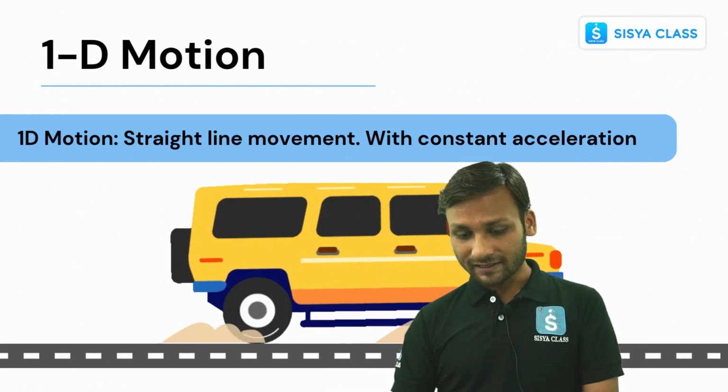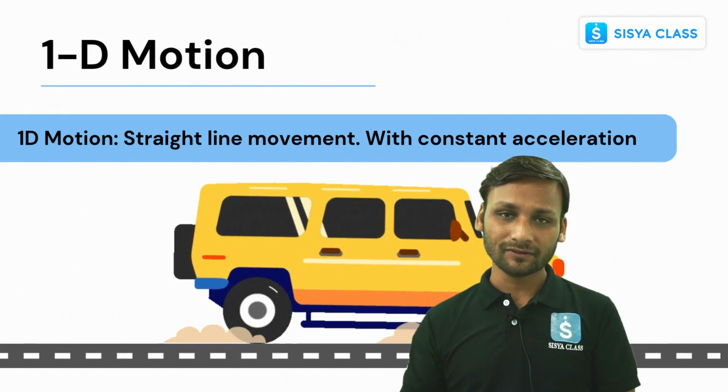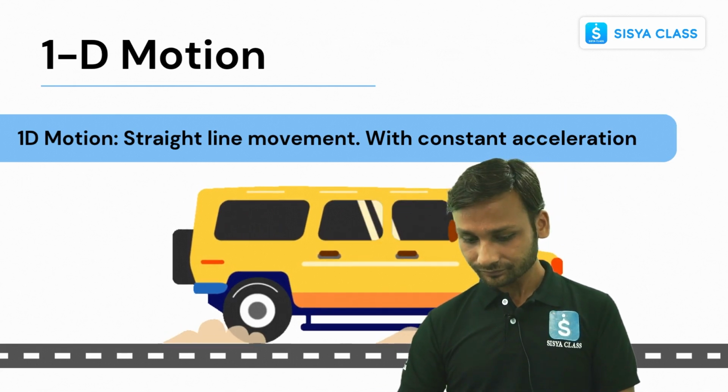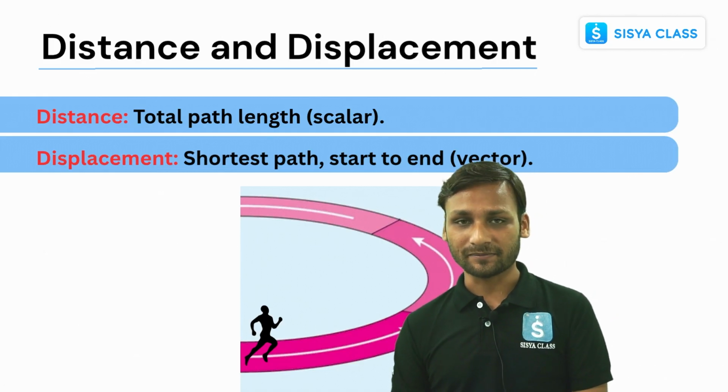So we will study 1D motion first, then we will move on to 2D motion, and then we will see what kind of motions there are, basically 3D motion. Okay. Now let's differentiate between distance and displacement.